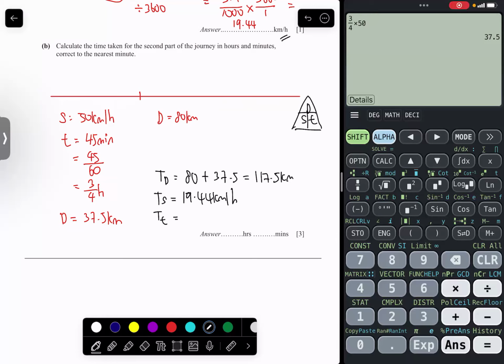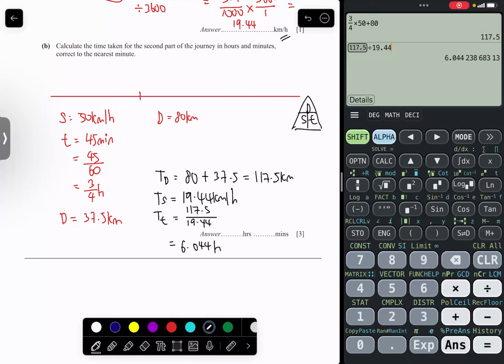So 117.5 divided by 19.44. Okay, so we get a total of 6.044 hours.